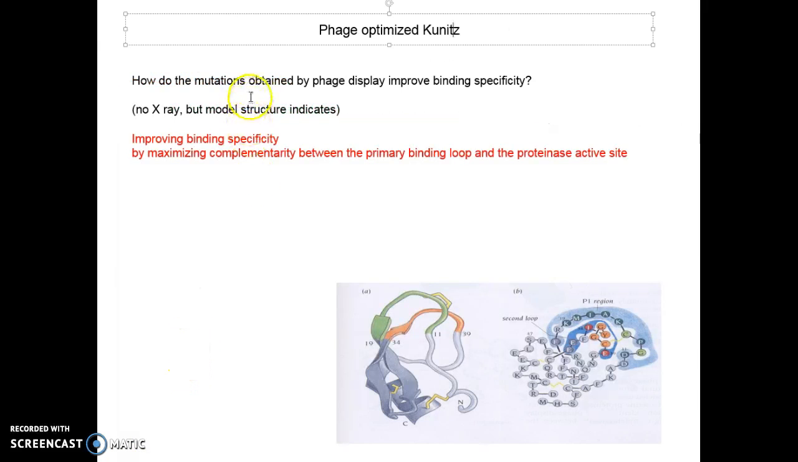How do the mutations obtained by the phage display improve binding affinity? Model structure suggests maximizing the complementarity between the two components.